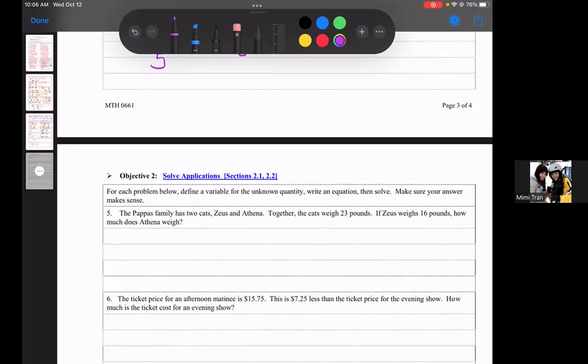First of all, just read through it. If you don't understand, that's fine. But please read through it just once. First, I need you to define a variable. Define a variable. And then define some more. And then you can construct an equation and solve. So that's the procedure.